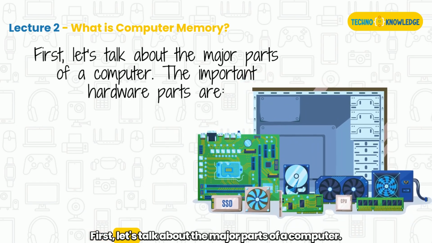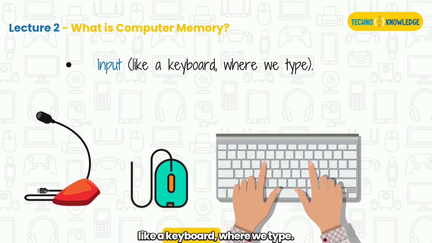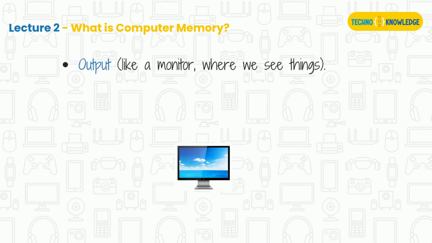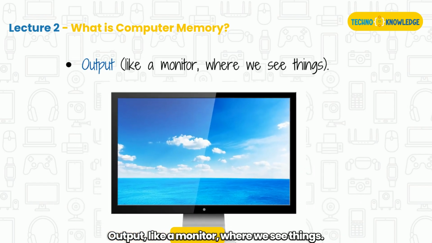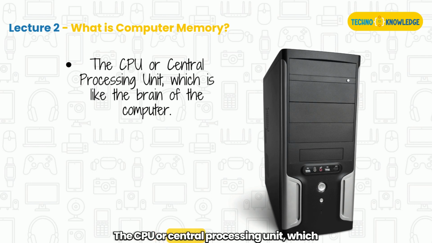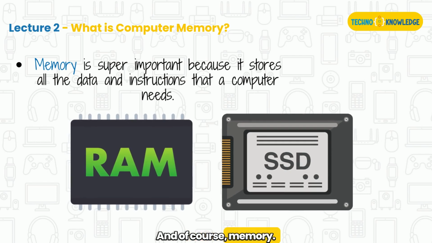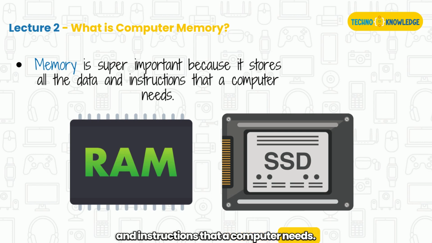Today, we'll learn about how computers store and remember information. First, let's talk about the major parts of a computer. The important hardware parts are input, like a keyboard where we type. Output, like a monitor where we see things. The CPU, or Central Processing Unit, which is like the brain of the computer. And of course, memory. Memory is super important because it stores all the data and instructions that a computer needs.